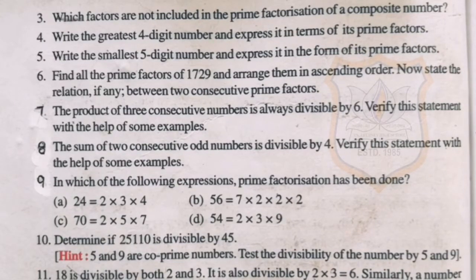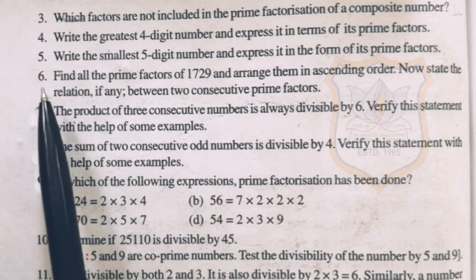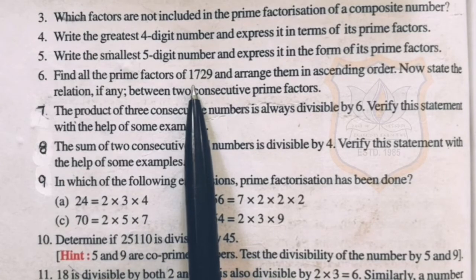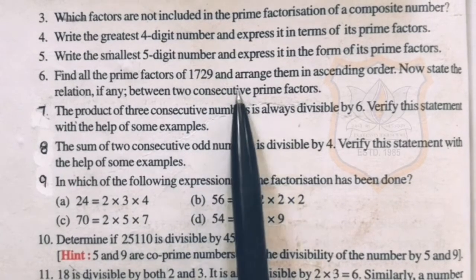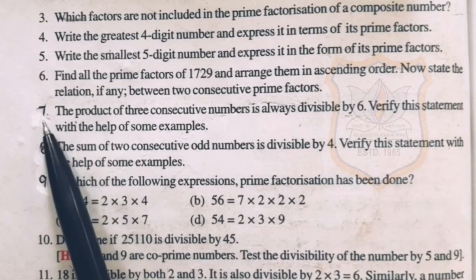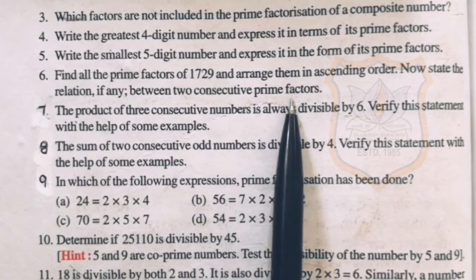We will continue with our chapter number 3, Playing with Numbers, exercise 3.5. Question number 6. Find all the prime factors of 1729 and arrange them in ascending order. Now state the relation, if any, between two consecutive prime factors.